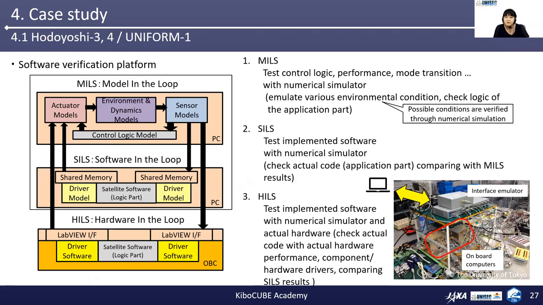This slide summarizes the attitude control software verification example. For the attitude control software implementation, the feasibility and the validity of the method itself must be confirmed. And then the fabricated software quality has to be confirmed. Finally, the timing and other hardware related parts also have to be confirmed with the implementation of the actual hardware.